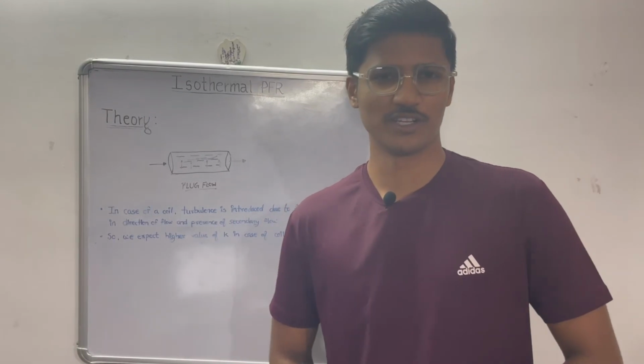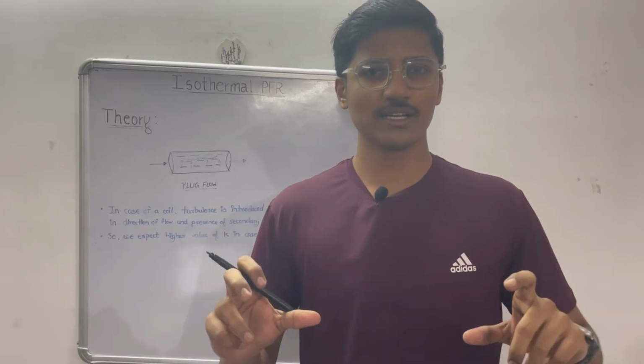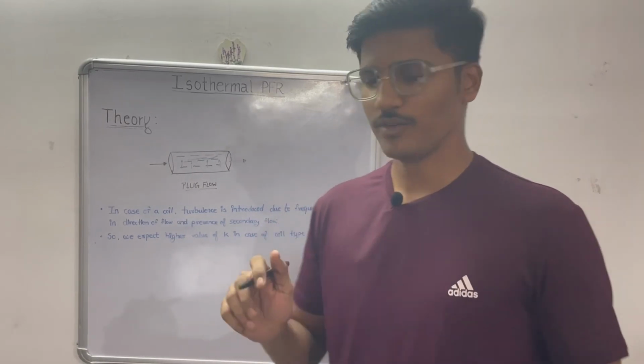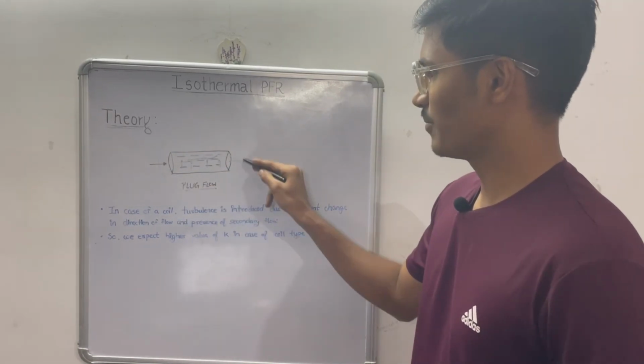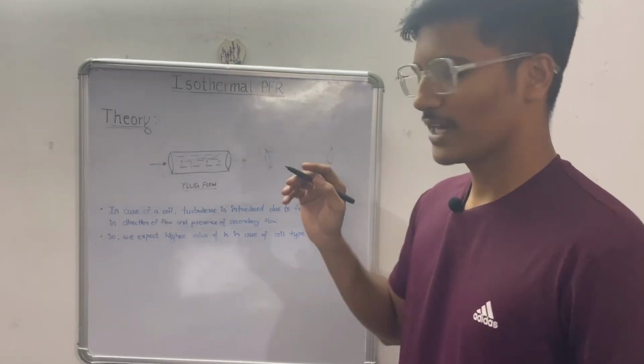So let's move further. In general, we use long cylindrical pipes for a plug flow reactor. We can see we use this type of plug flow reactor. Long cylindrical pipes were used for the experiment.